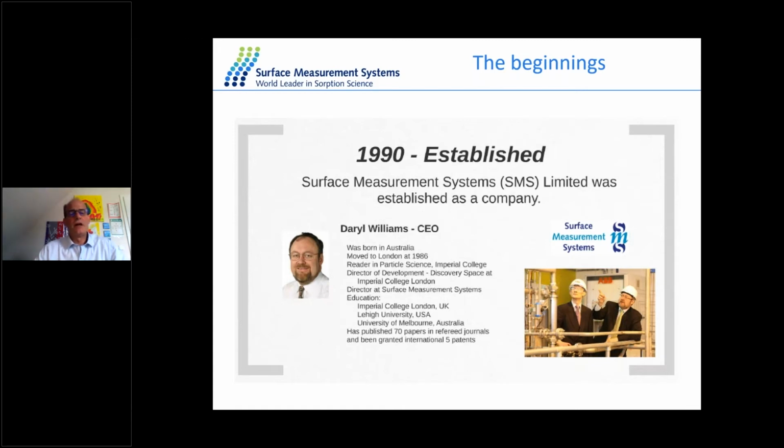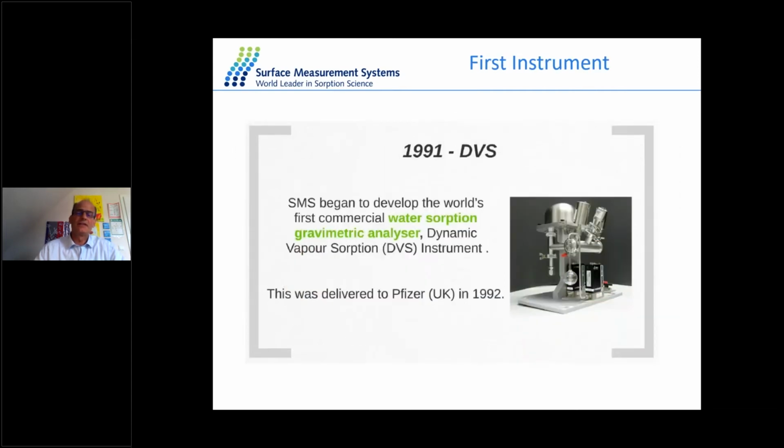The company was established by Professor Darrell Williams. He was born in Australia, went to the US, was at a university in Australia, and has been for many years now also at Imperial College. He is the owner of Surface Measurement Systems, but he has two careers and has the insight of what research and development means at university and in industry. He has published 70 and more papers, and has different patents.